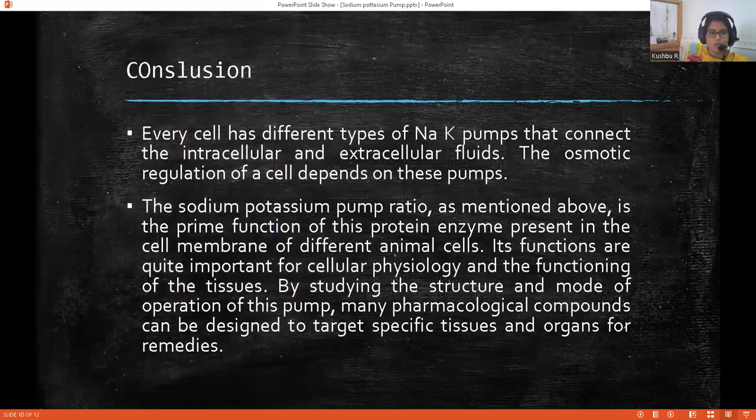So this is all we have for the sodium potassium pump, thereby how it regulates the cell, how it exchanges nutrients, how it takes up metabolites, and what enzymes are involved. This is all about your sodium potassium pump.